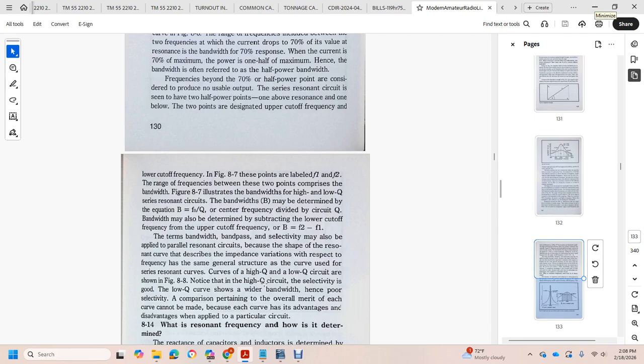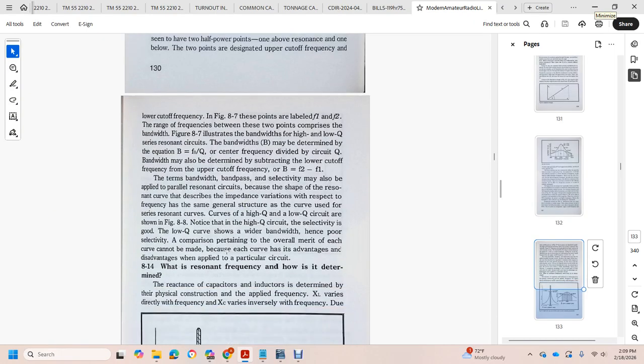The terms bandwidth, band pass, and selectivity are applied to resonant circuits because of the shape of the resonant curve, which describes the impedance variation with respect to frequency. Curves of high Q and low Q circuits are shown in figure 8-8. Notice that the high Q circuit is more selective, while the low Q curve has the wider bandwidth. Hence, a comparison of overall merit cannot be made from the curves alone, since each curve has advantages and disadvantages depending on the particular circuit.